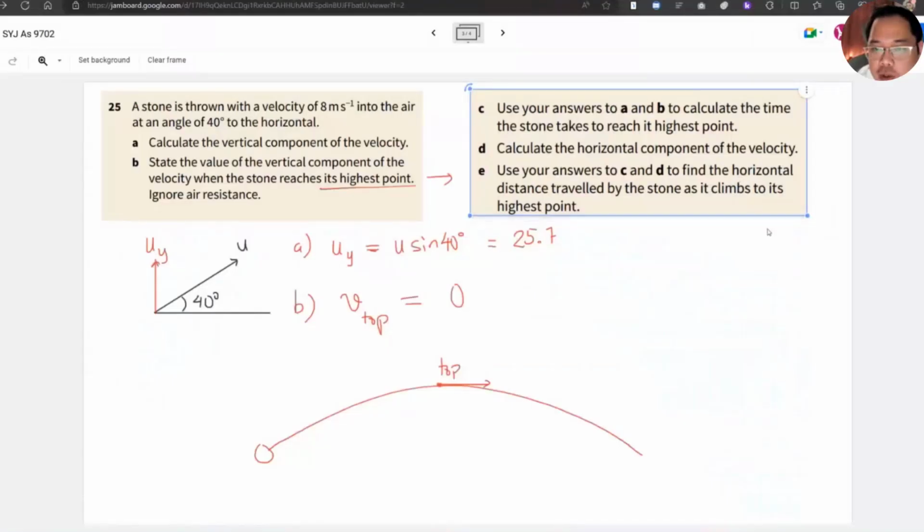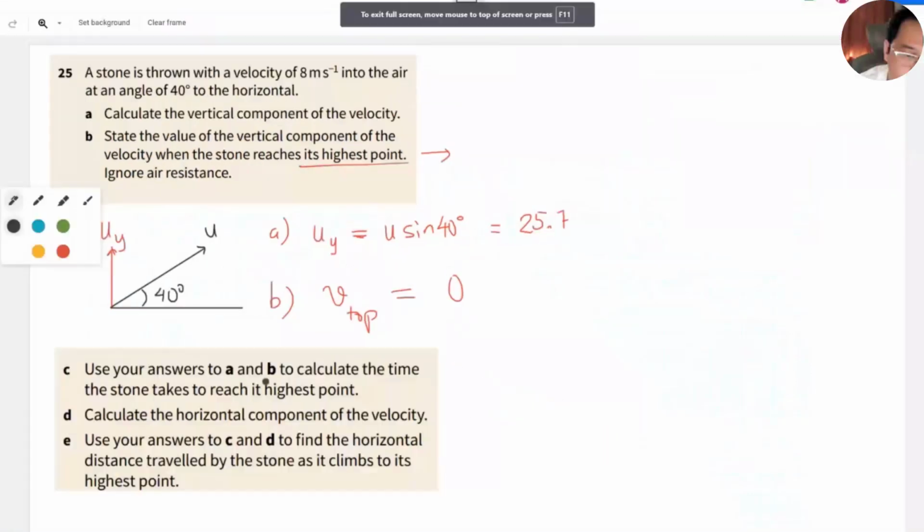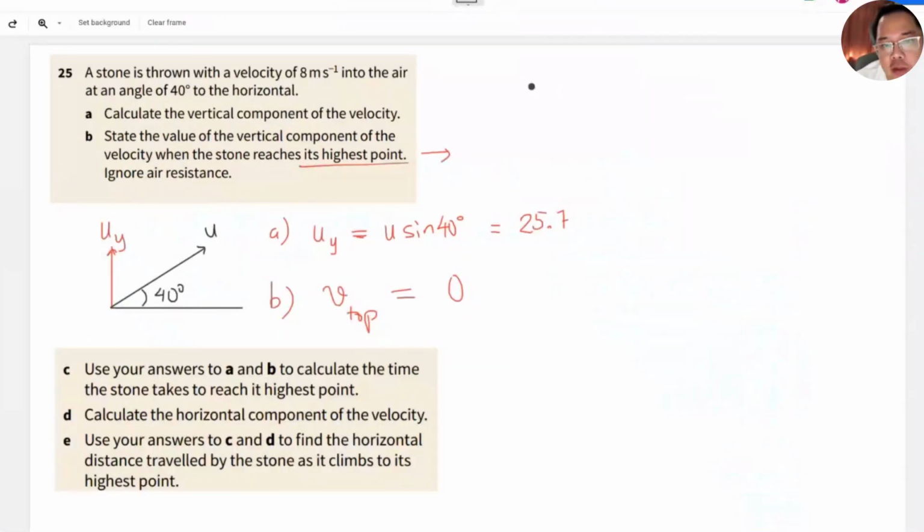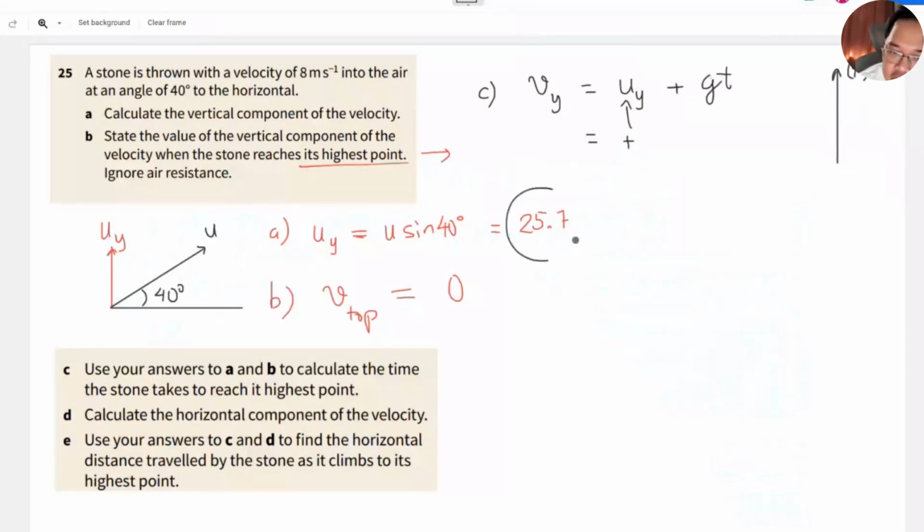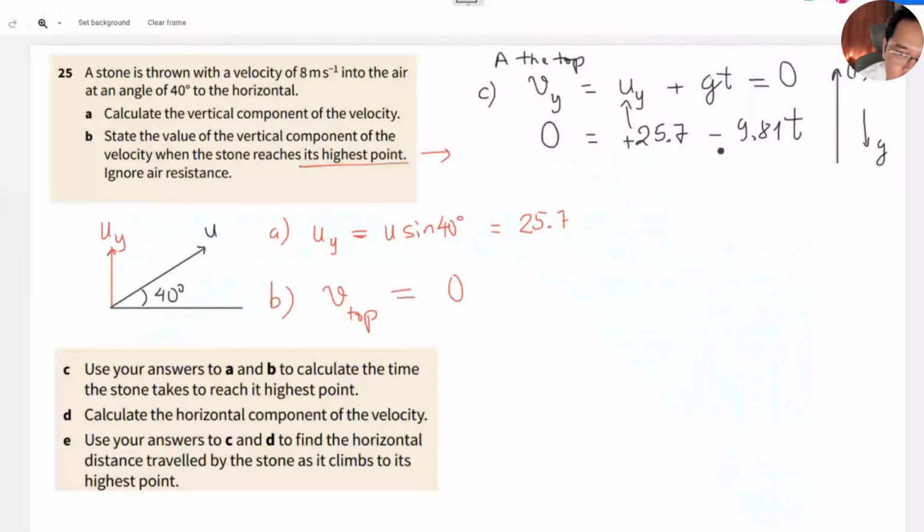Question C. Use your answer to A and B to calculate the time the stone takes to reach its highest point. Vy, the vertical velocity, is u initial plus gt, and I chose the positive direction upward. So the velocity here is positive, this value 25.7. Okay, and g will be negative because g is downward, minus 9.81, multiplied by the time, the time to go to the top. At the top, this velocity is 0, so we have 0 equal to this expression, and therefore we can find this time for the object to go to the top.